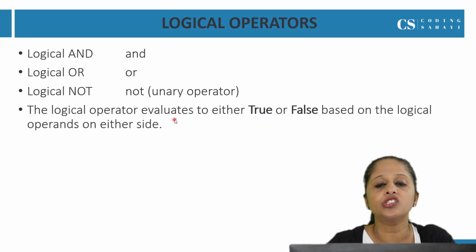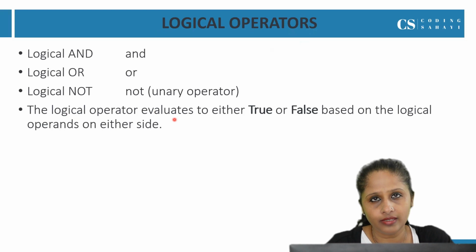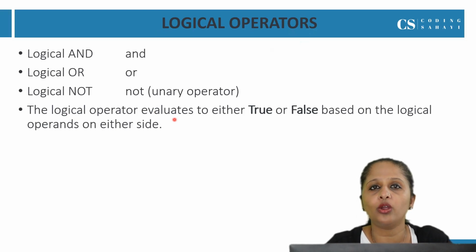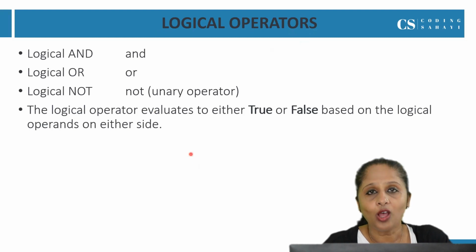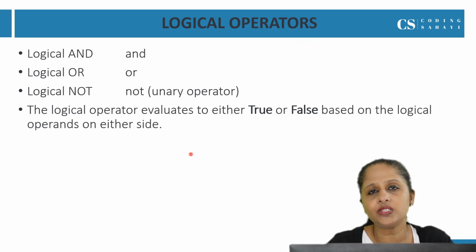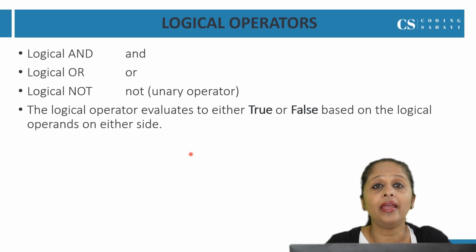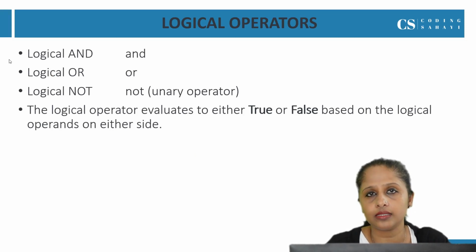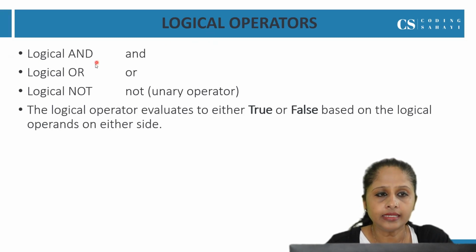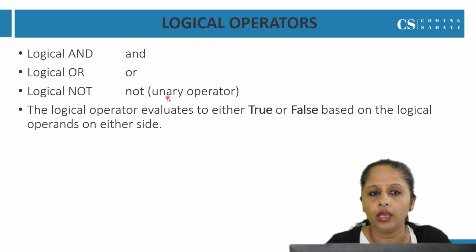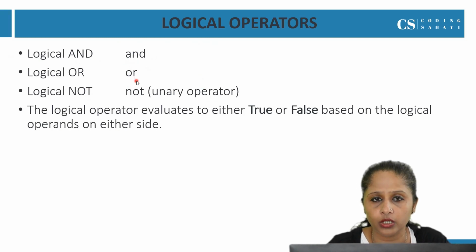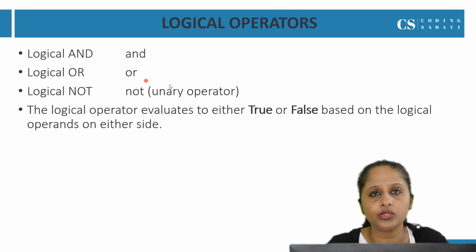So next we have logical operators. The logical operators evaluate to either true or false based on the logical operands on either side. Most of the time we use logical operators with relational operators, to combine two relational operators. We have three types of logical operators: logical and, or, not. Every symbol should be written in small letters, that is and, or, and not. Not is a unary operator, I already told you. And and or are binary operators because they use two operands.